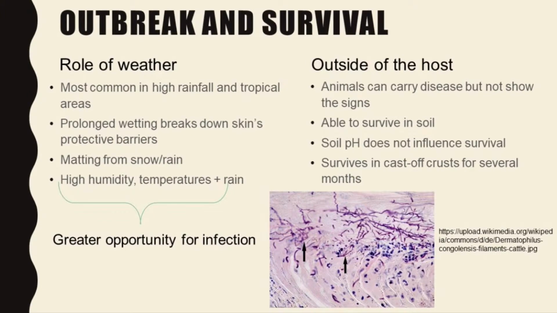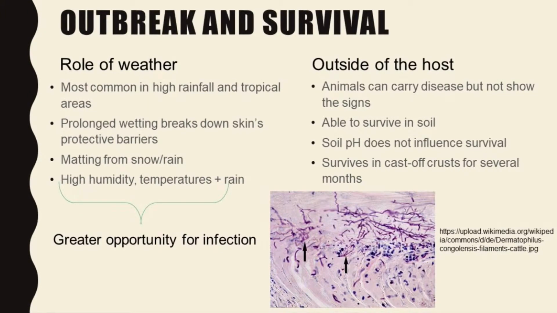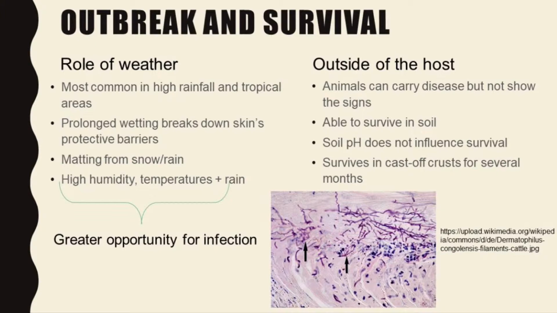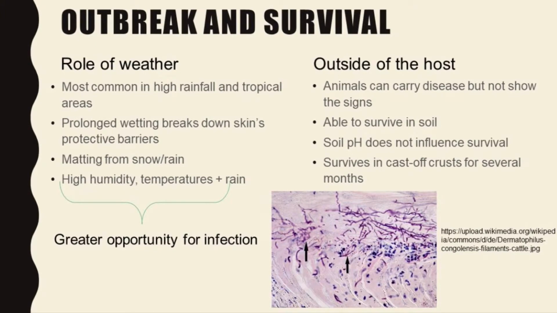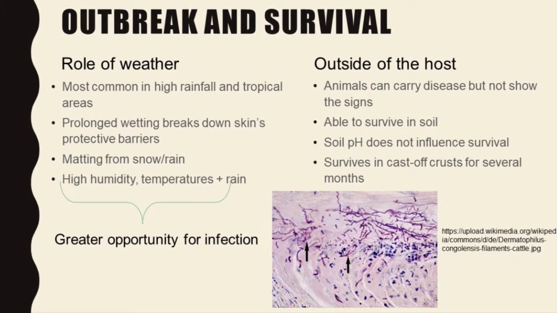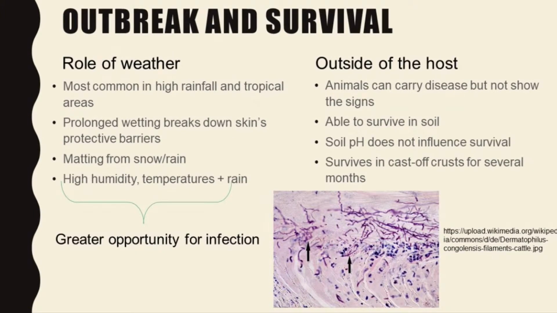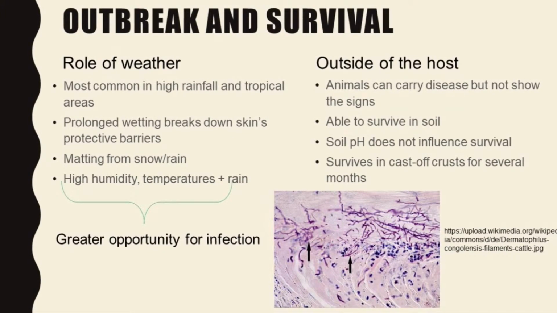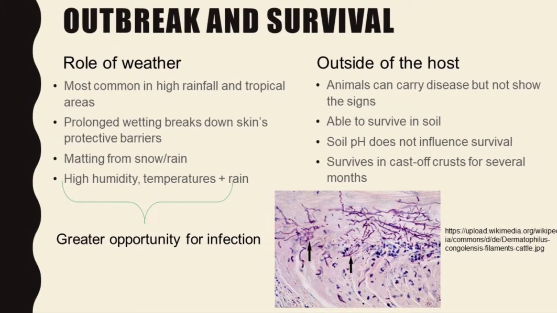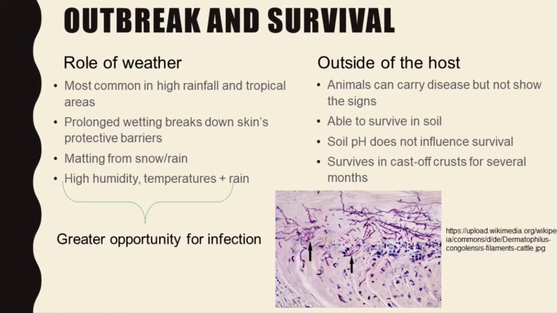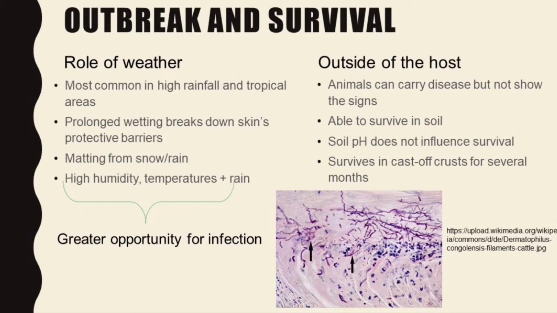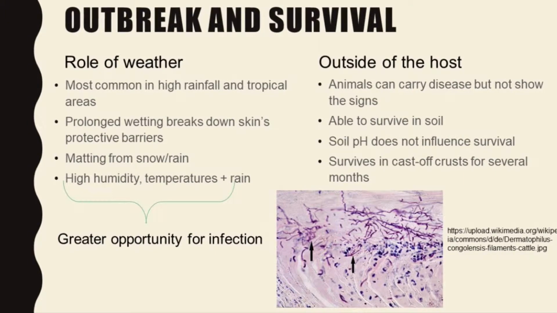The organism that causes dermatophilosis is found on the skin of the infected animal, but animals can also be carriers of the disease but not show signs. The organism is able to survive outside the host in soil, but only in specific types of soil and water content. The soil pH does not influence its survival. It can survive for several months in soils, especially within cast-off crusts.